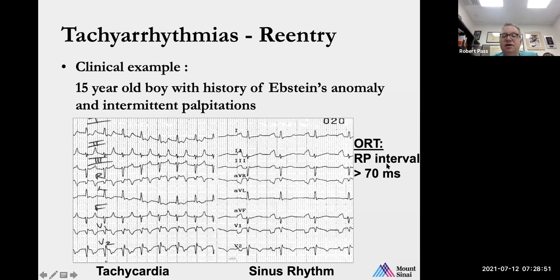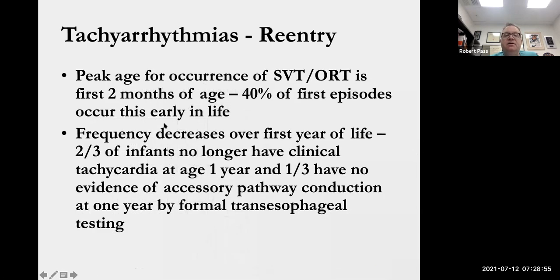Again, the RP interval is greater than 70 milliseconds. Now, when we think about ORT or SVT, the peak age of occurrence is in the first 2 months of age. About 40% of first episodes will occur this early in life, and it's very common that we're getting phone calls from the neonatal ICU about patients who are having SVT.